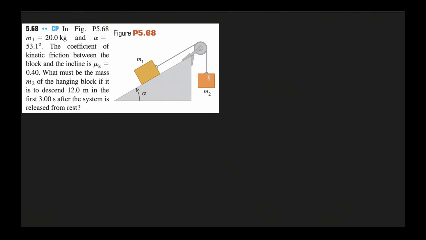seconds? If it has to descend, it is going down, so there is a downward acceleration. It is already given that there is a downward acceleration of M2. That means M1 will have an acceleration along the ramp in the upward direction. Remember, here we assume that the rope mass is negligible. Also we assume that the rope is sliding over the pulley.